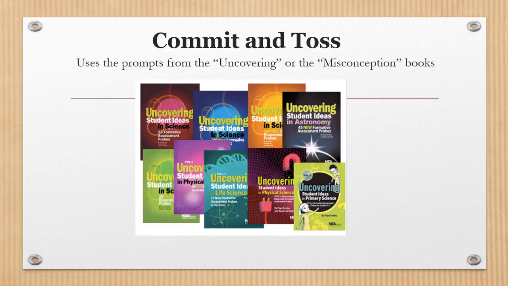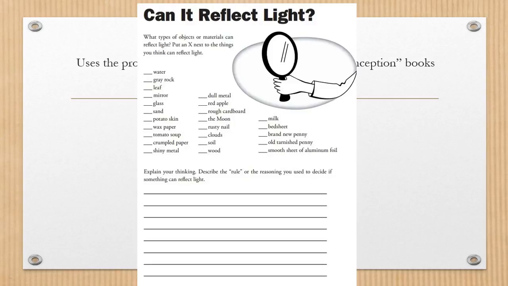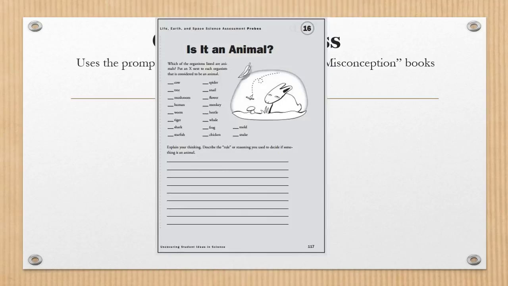Commit and Toss uses the prompts from the Uncovering books, or what I call the Misconception books, and we're going to be looking at these on Monday. Basically, in these books, there are prompts to have the students complete. Let me give you a couple of examples. So here is one which is focused on light, and the students check which types of objects and materials can reflect light, and they do a little bit of explaining their thinking. Here's another one. Is it an animal? They mark whether it's an animal or not, explain their thinking.